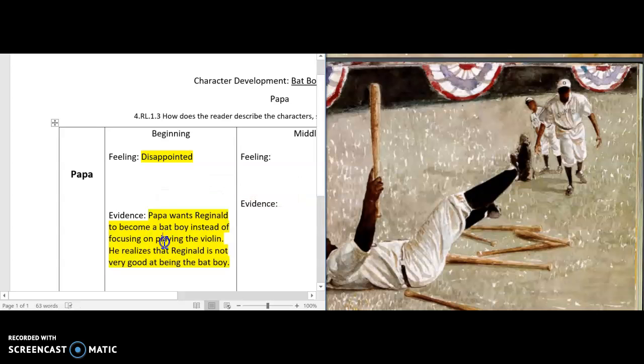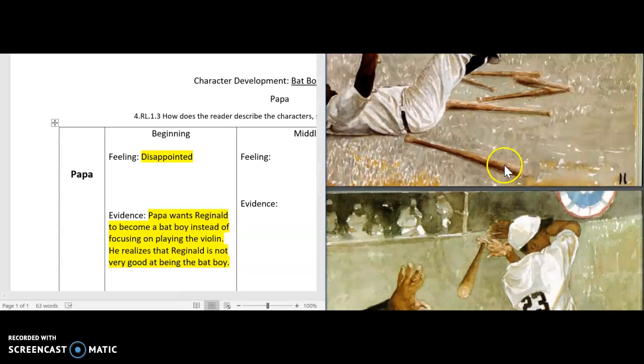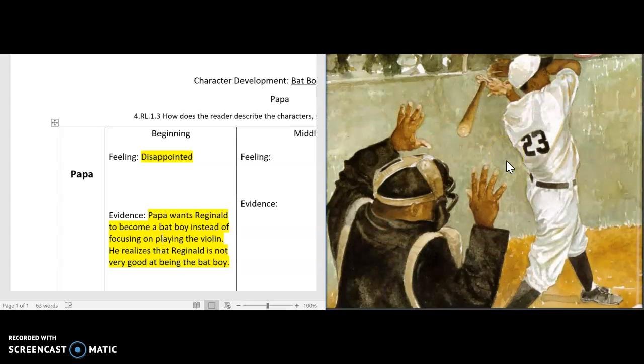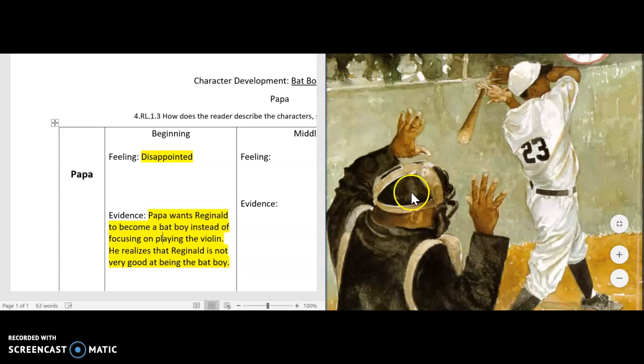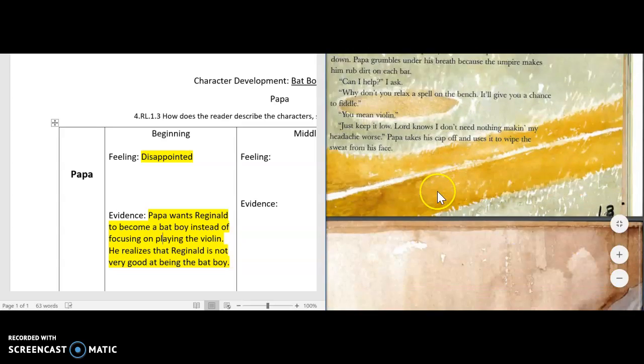I'm going to highlight that yellow so you make sure you can see where I'm typing. All right, so we know Papa's kind of disappointed at this point. So now we're going to continue on in the text. We know that unfortunately Reginald made another mistake. The bat's super slippery. It flies out of his hand, almost hits the umpire, and we continue on.